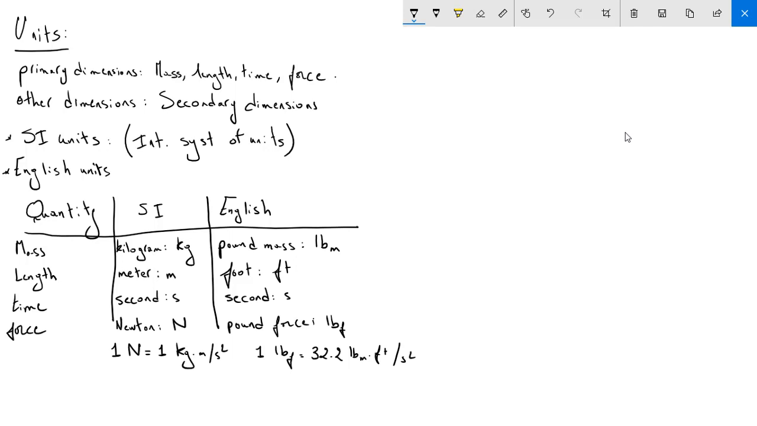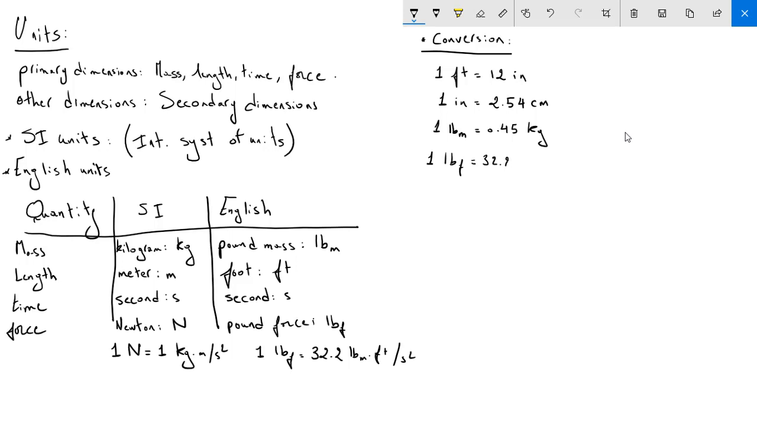So after we know about the units for the primary dimensions, it's important in engineering calculation to know about the conversion between different types of units. So it's important to know the following conversions in this course. 1 foot is equal to 12 inch, and to give you an idea, 1 inch is approximately 2.54 centimeter, and 1 pound mass is equal to 0.45 kilogram. Also important is that 1 pound force is 32.2 pound mass feet per second square. So these are the important units.